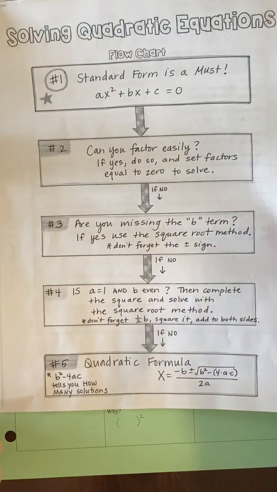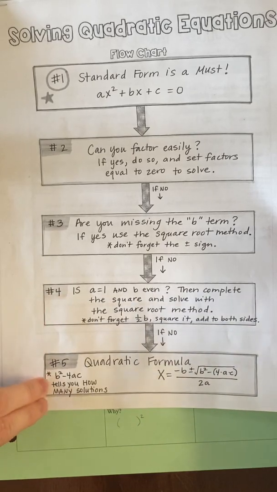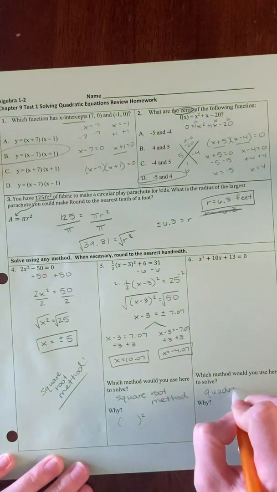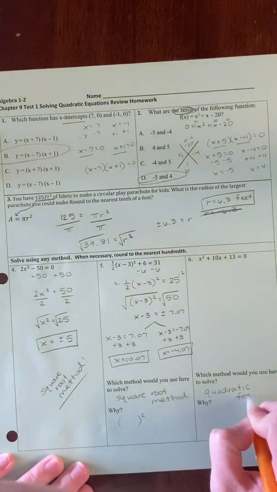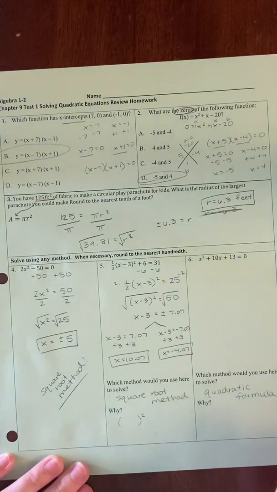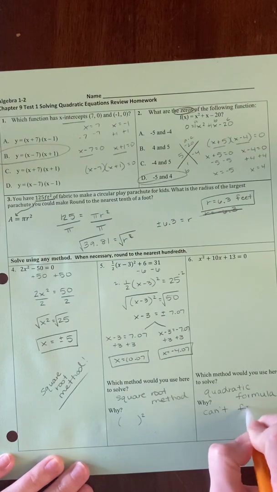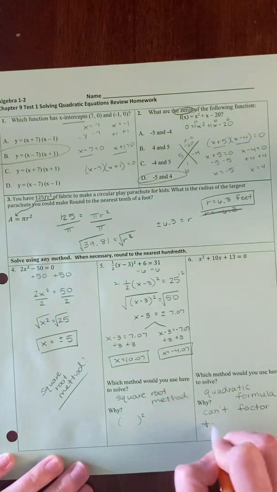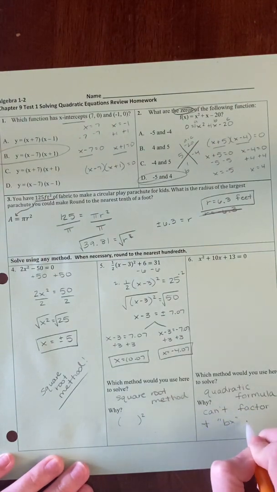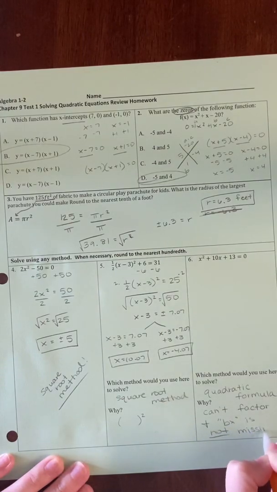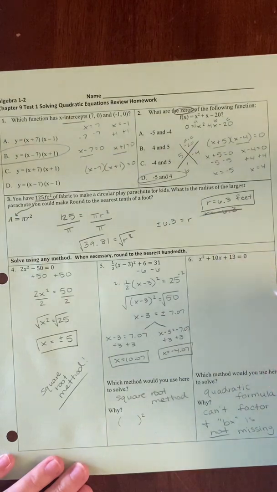If you like completing the square, then by all means you can do that. But again, I think quadratic formula is easier. So that's what we're going to do here, quadratic formula. And the reason we're doing quadratic formula is because you can't factor, and bx is not missing. Okay, so you can't factor it, and that bx middle term is not missing. So I'm going to do quadratic formula.